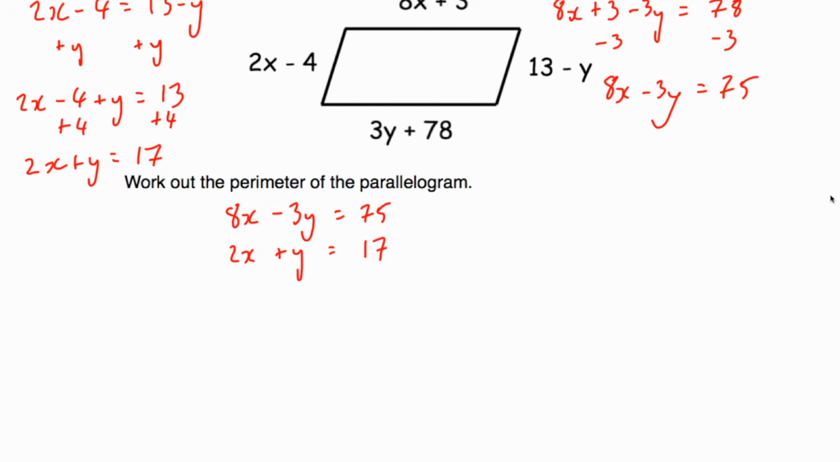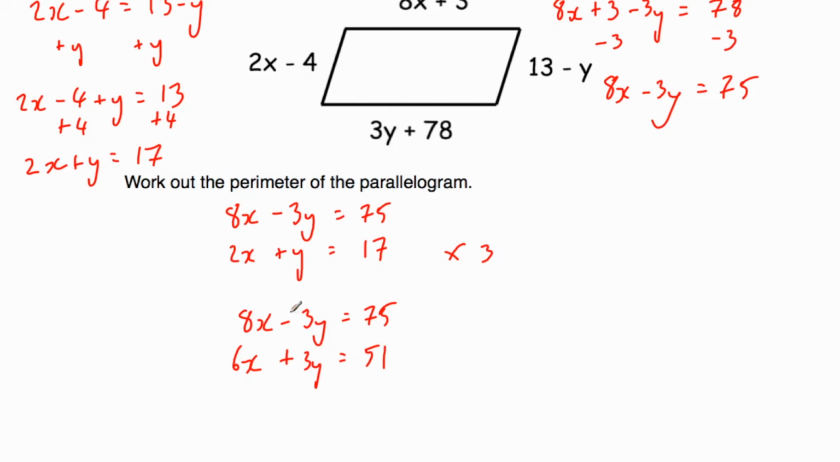Now we want to cancel out either the x's or the y's. I could multiply the bottom equation by 4, and that would give us 8x plus 4y equals, and so on. And then I could take away the two equations to get rid of the x's. I'm going to multiply the bottom equation by 3, and the top equation will stay the same, 8x subtract 3y is equal to 75. And beneath that, multiplying this bottom equation by 3 would give us 2x times 3 is 6x. We had y, we times it by 3, so it would be plus 3y. And then we had 17 times 3, which would be equal to 51.